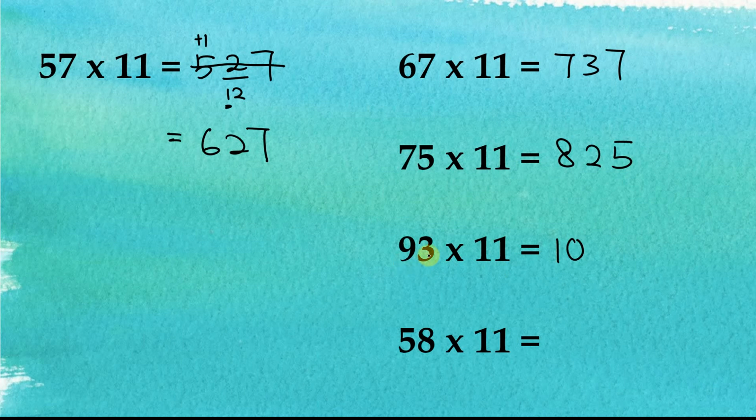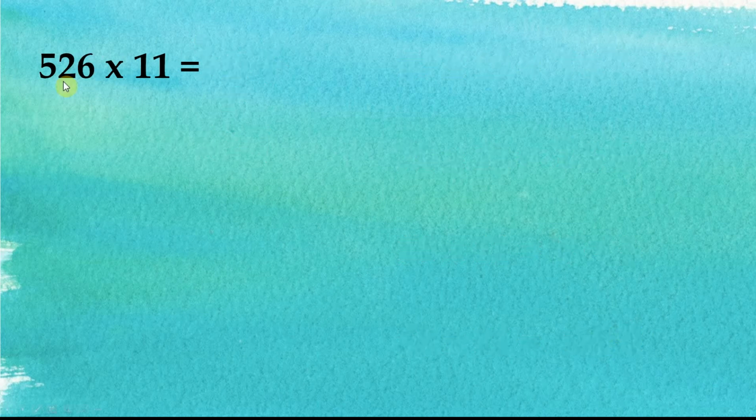Okay, and 9 plus 3, we have 12. We just write 2 here, and the last digit is 3. 58 multiplied by 11, so the sum is more than 9, so this one we write 6, and 5 plus 8, we have 13, so this is 3, and the last digit is 8. Okay, so that's how we do this.